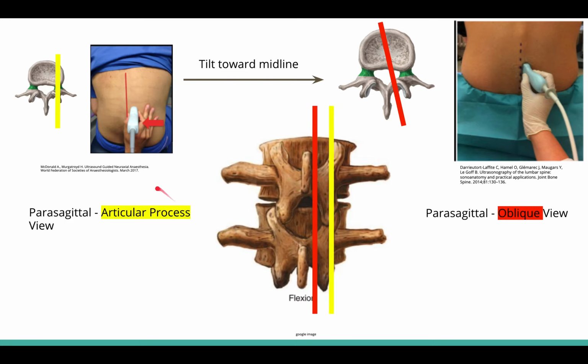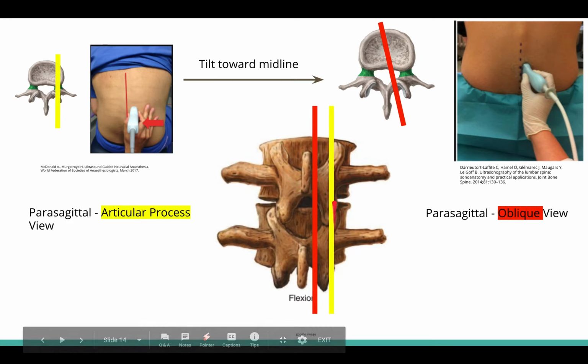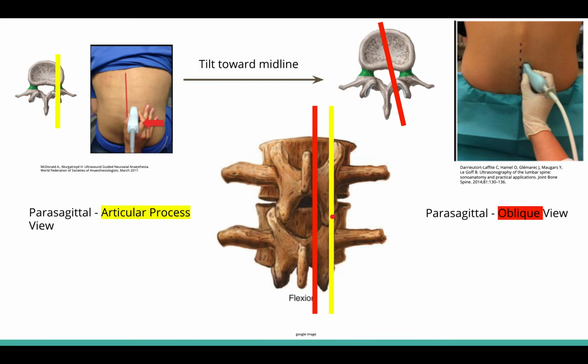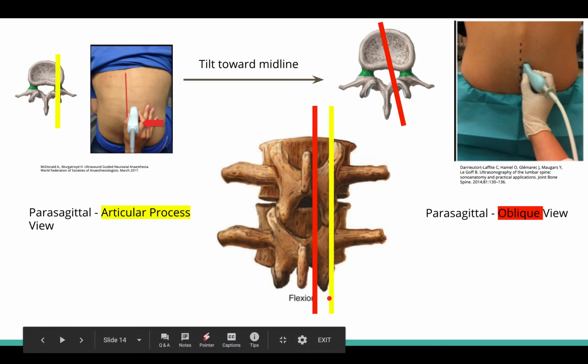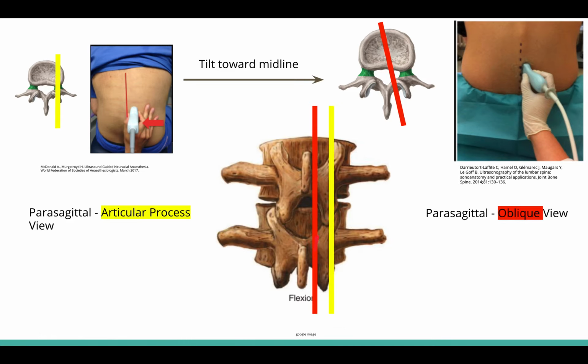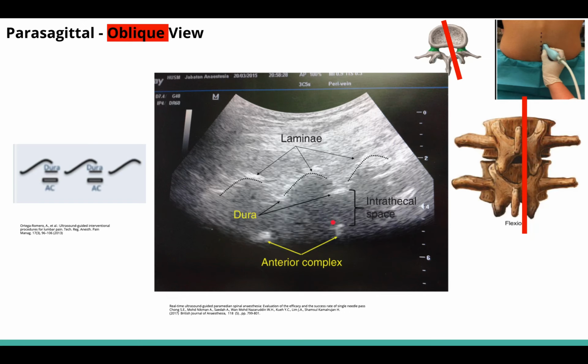Now after you have the articular process view, what you need to do is tilt toward midline to look into the spinal canal. Okay, so here the yellow line is the articular process, and now we tilt toward midline. The red is going to be the parasagittal oblique view, and now we look into the spinal canal. And this is going to be the ultrasound image pattern that we're going to have.